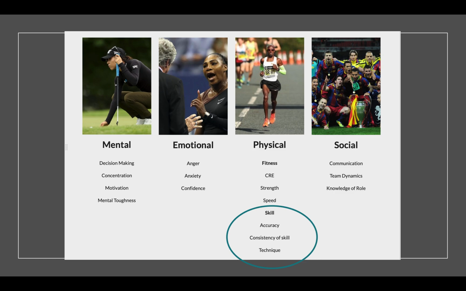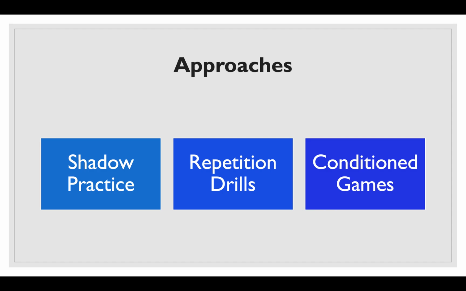Here are the 4 factors that impact on performance, and today we're going to focus on physical skill. Accuracy, consistency of skill, and technique are going to be the sub-factors that we look at. There are 3 different approaches that we're going to talk about in this video of how we can improve our skills, and these are shadow practice, repetition drills, and conditioned games.